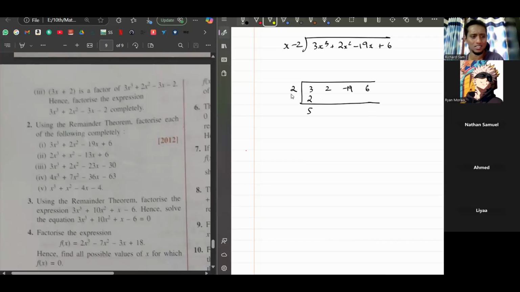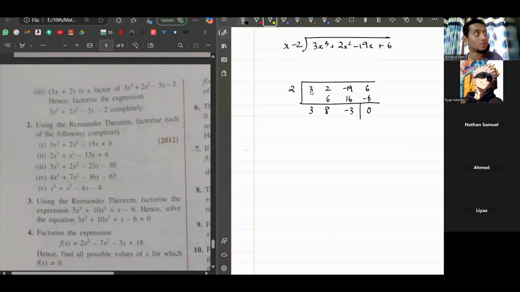Is it like this? No, it's not like this. The first step is to write this 3 only down, I think. Let's see. 3 twos are 6. Then 2 plus 6, 8. Then 8 into 2, 16. Then minus 19 plus 16 is minus 3. And then minus 3 into 2, minus 6. And then add this 0. Yeah, this is the answer. You should get 0 at the end here.